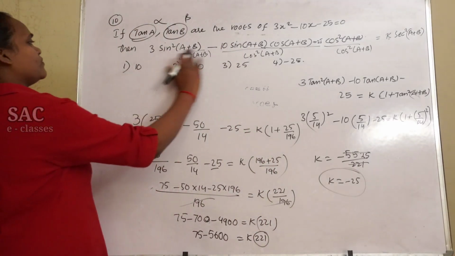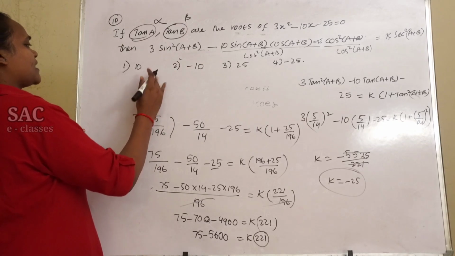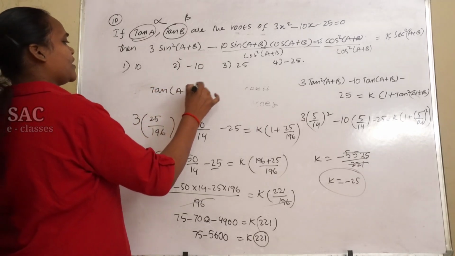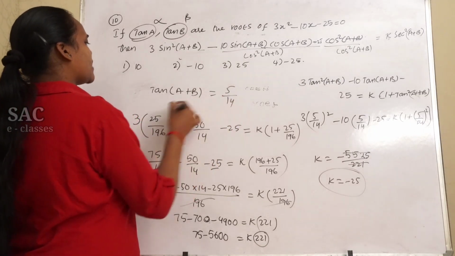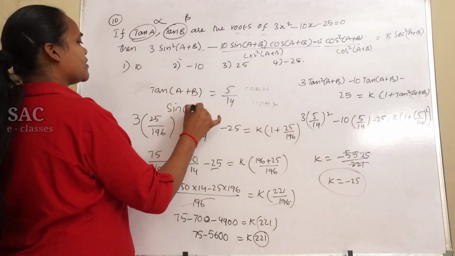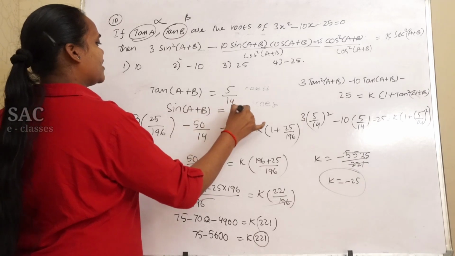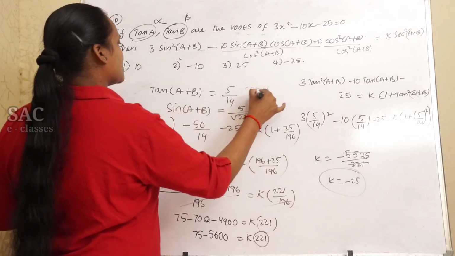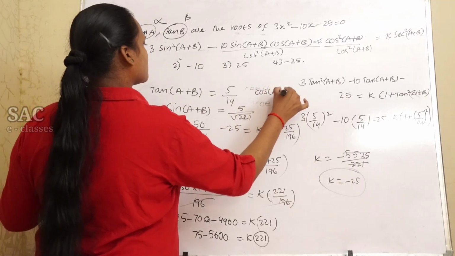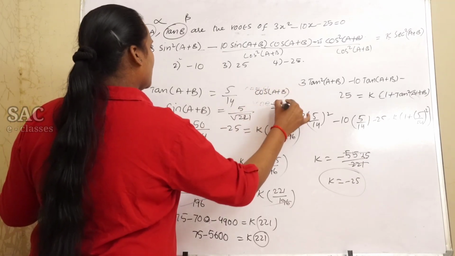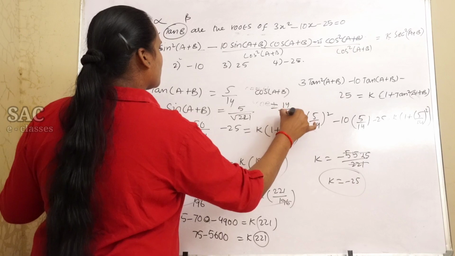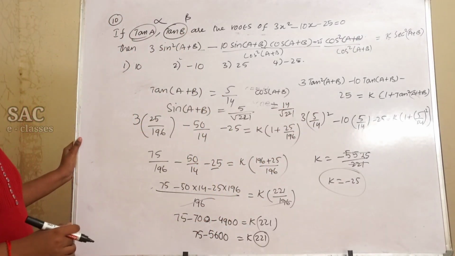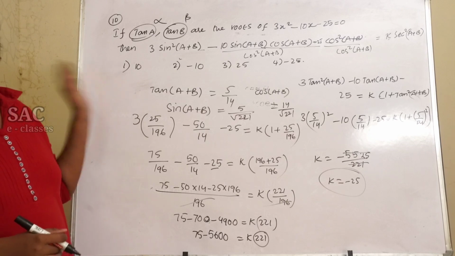You can do it even like this also. Tan of a plus b value you got is 5 by 14. Then you can find sin of a plus b as 5 by root over 220. In the same way, cos of a plus b you can find as 14 by root over 220. Even if you substitute those, you will get the required answer, which is minus 25.